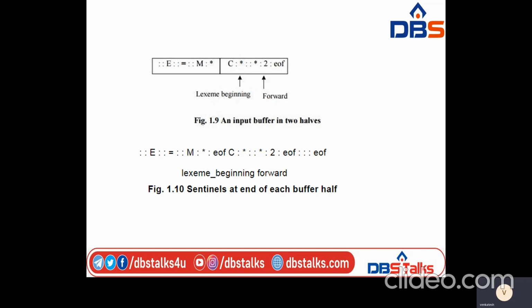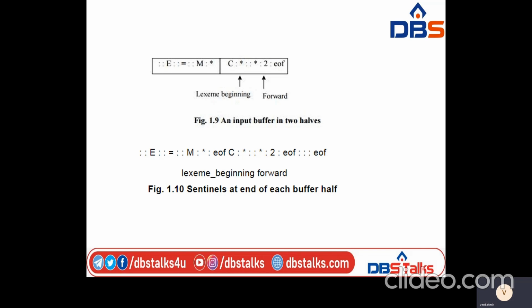There are two methods used in input buffering: the first is the one buffer scheme and the second is the two buffer scheme. In the one buffer scheme, only one buffer is used to store the input string. The problem in this scheme is that if a lexeme is very long, it crosses the boundary. To scan the rest, we reset the buffer, and it will overwrite the starting part of the lexeme.